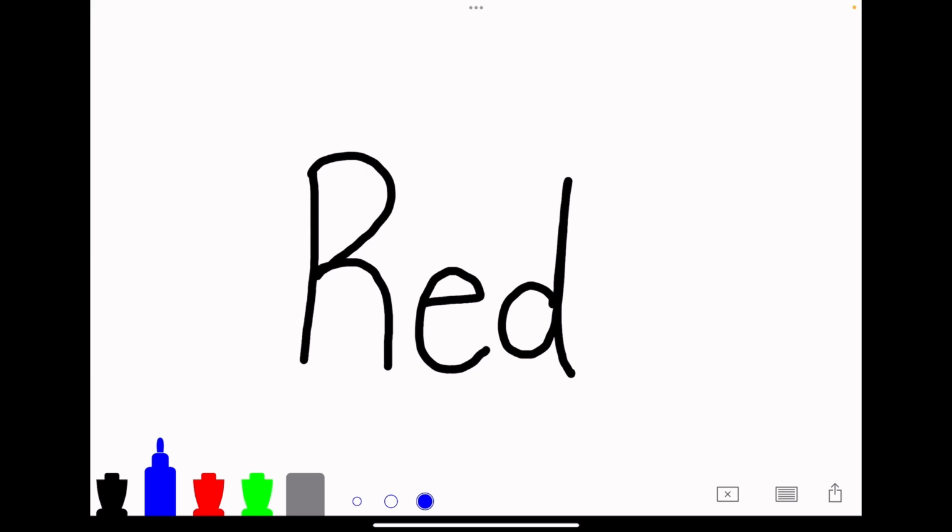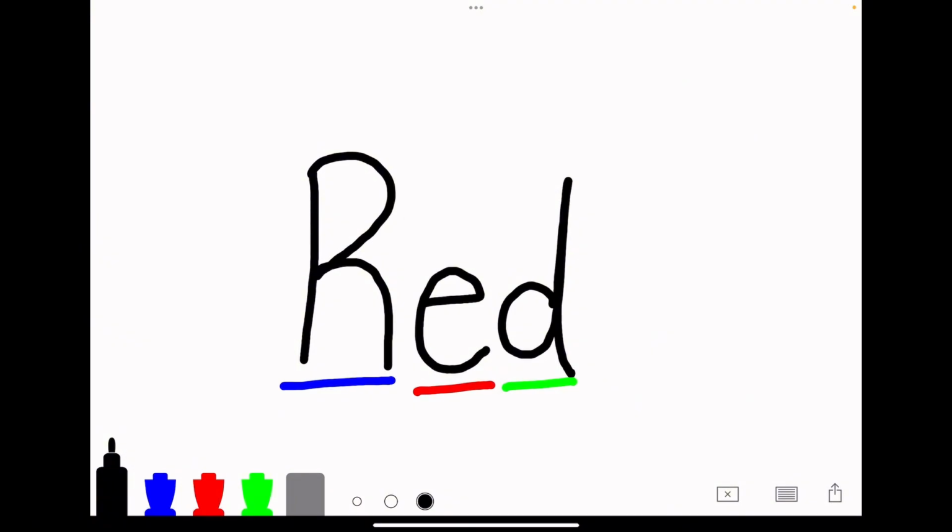So the word red has 3 letters and those letters are R, E, D. R-E-D spells the word red. Now I want you guys to spell the word red with me on the count of 3. 1, 2, 3. R-E-D spells the word red. Awesome job. So now we're going to move on and now write the word red.